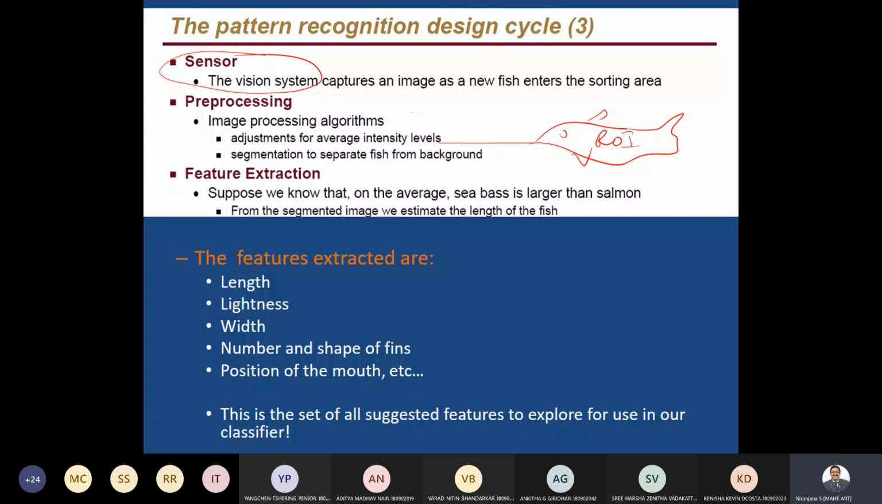Rest you have to eliminate, right? So this particular region of interest, if you get, you will get the actual fish region, right? So maybe all this may be required in the pre-processing task. Once you finish that, yes, you may have to look for the feature extraction here.